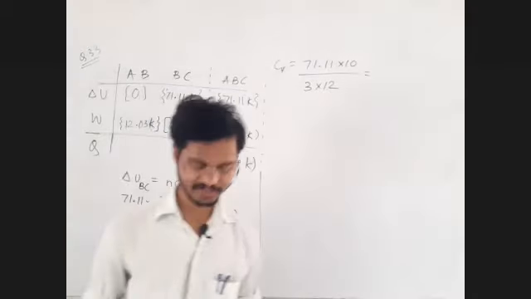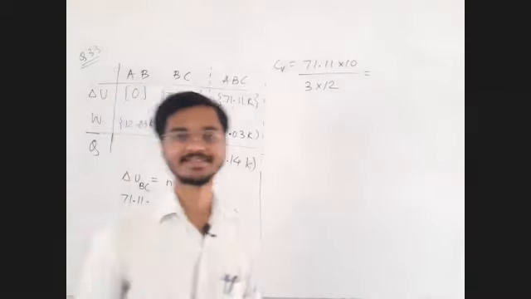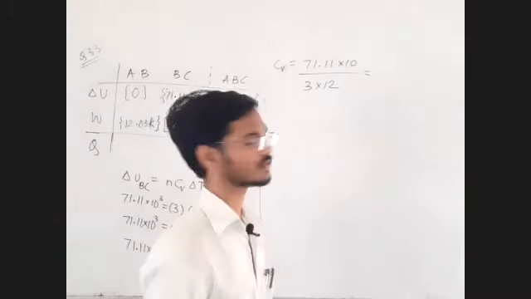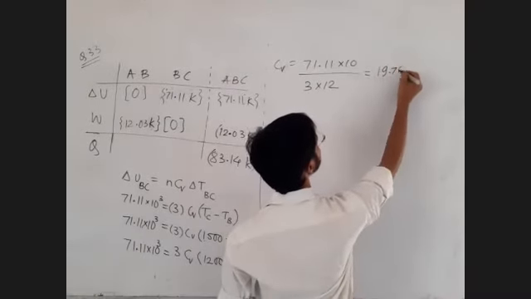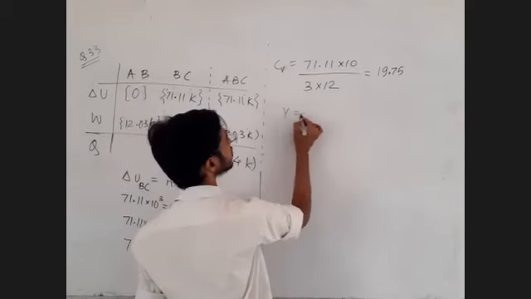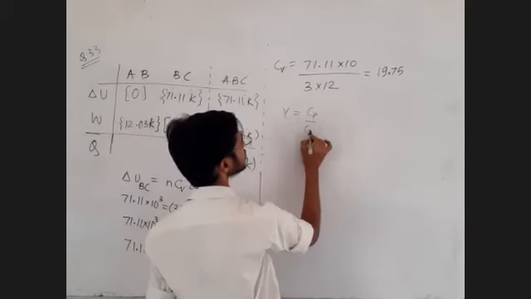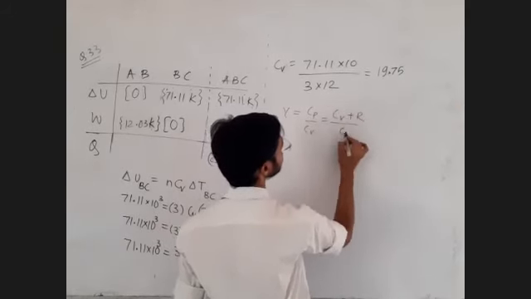Cannot afford the mistake here, right? 19.75. Okay, Shruti is also saying 19.75. So let's go with her calculation. Okay, guys, now tell me gamma is equal to what? Sir, Cp upon Cv. Sir, Cp equal to Cv plus R, upon Cv.